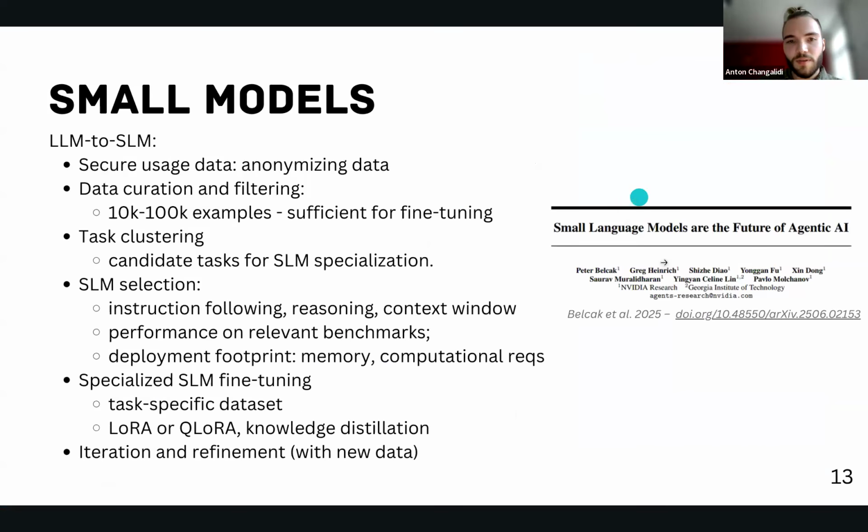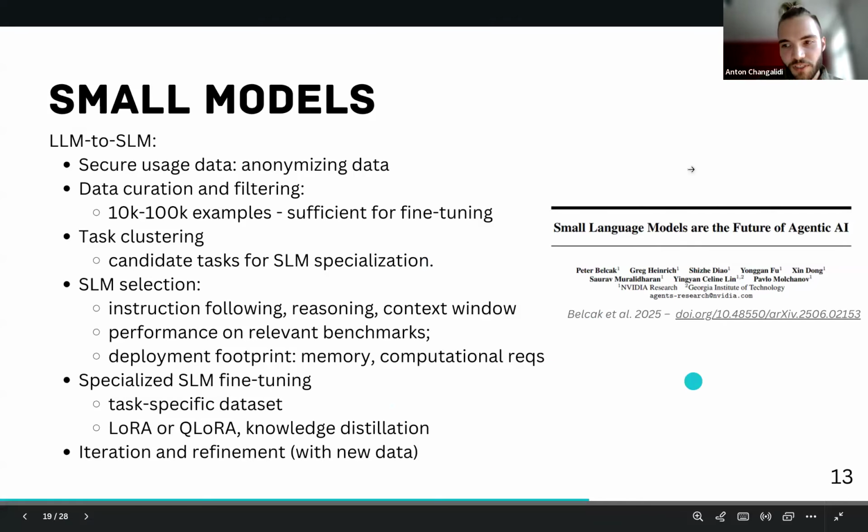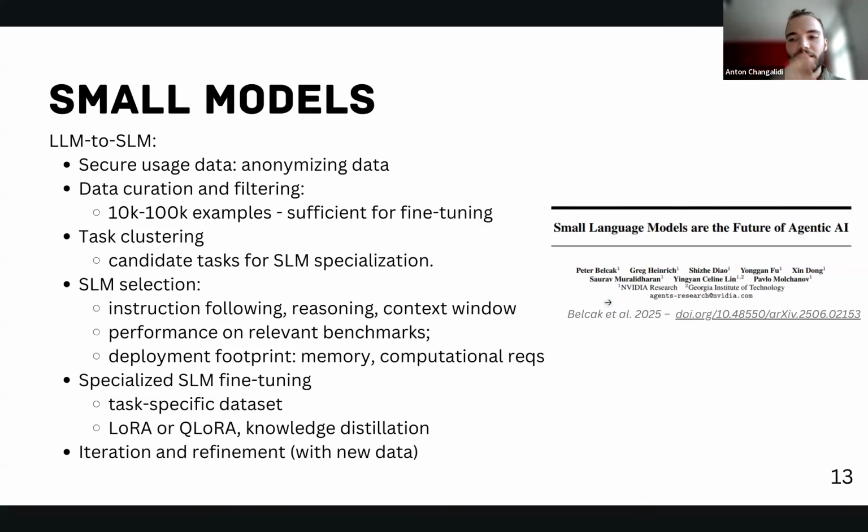And here is the most recent article from NVIDIA. It's from September 2025. If you want to go from large language model to small language model, they outlined some principles of how to do it. They talk about how to anonymize data, what data is enough to fine tune your small language model, how to do task clustering, how to choose a specific small language model, and how to do this fine tuning and so on. So if you're interested in this, and if you already have ideas about large language models, think about how to deploy small language models, and this article can help you a lot.